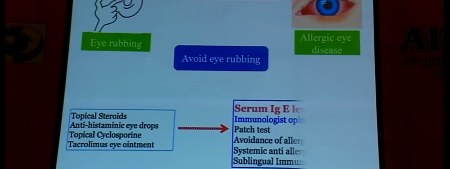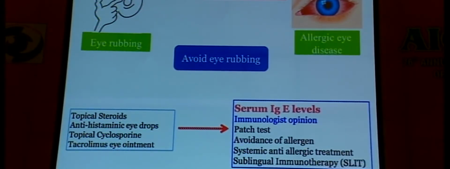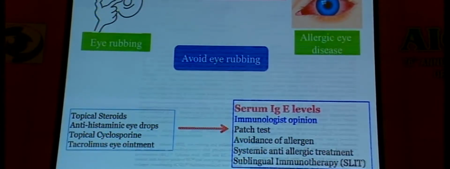For inflammation, topical steroids and antihistaminic eye drops can be used. Topical cyclosporin has been illustrated earlier, and even tacrolimus recently has come into vogue. Along with that, look at serum IgE levels, get an immunological opinion, a patch test can be done, and then according to that, the treatment can be tailor-made for these patients. Now, this was another paper that was published, a couple of cases where the IgE levels were raised. Basically, these two patients were allergic to sunflower oil and sheep wool, and that was actually causing the progression of the keratoconus.